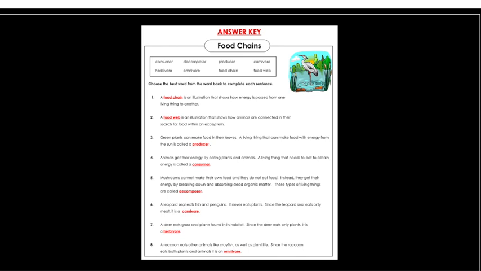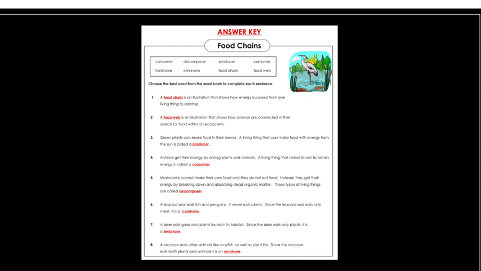Mushrooms cannot make their own food and they do not eat food. Instead, they get their energy by what? Breaking down and absorbing dead organic matter. These types of living things are called decomposers. A leopard seal eats fish and penguins. It never eats plants. Since the leopard seal eats only meat, it is called a carnivore. Very good.